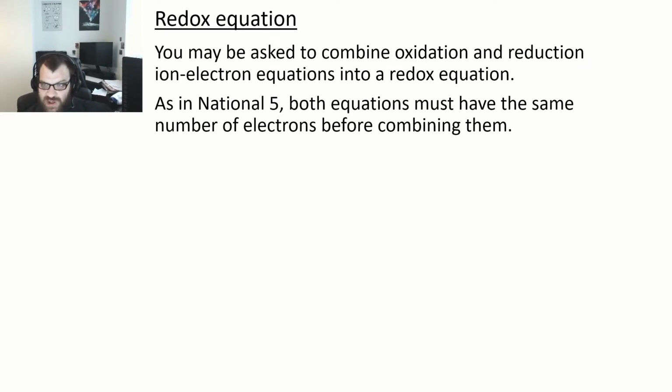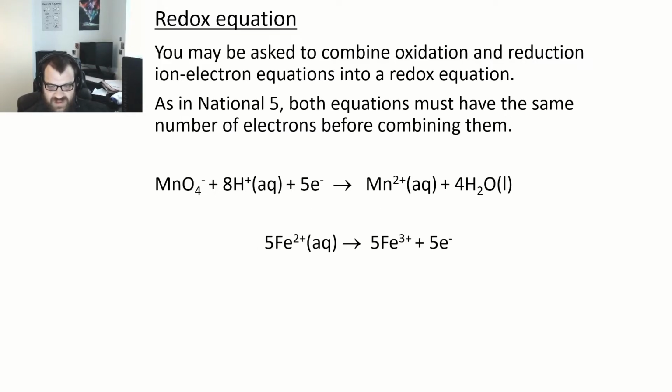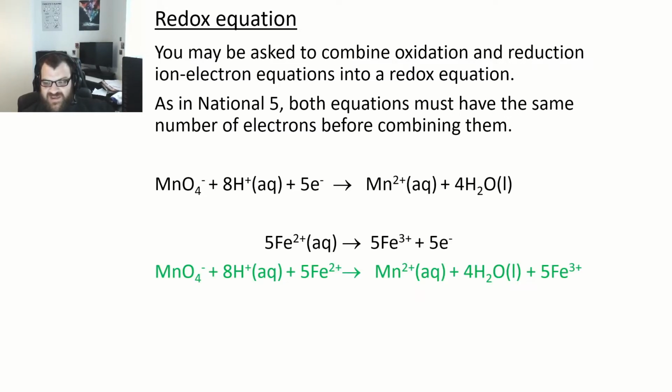You may be asked to join together oxidation and reduction ion-electron equations to make those redox equations. We still need to look at the number of electrons in both before we combine them together. If you're given these two ion-electron equations, we can see we do not have the same number of electrons in each. If we take the iron one and times it by 5, that will then get 5 electrons on both sides. We can then cancel out the electrons, and everything on the left-hand side of both equations goes together, and then the things that are on the right-hand side of the equations go together to give us our redox equation.